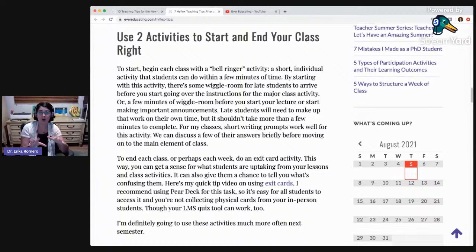So I do think it can work well to keep things consistent. And if you do it digitally with Pear Deck or Kahoot, then it's very easy to do in the HyFlex situation because students just log in, whether they're in person or on Zoom, and it's simple. Of course, this is if you're somewhere where you can have access to Wi-Fi.